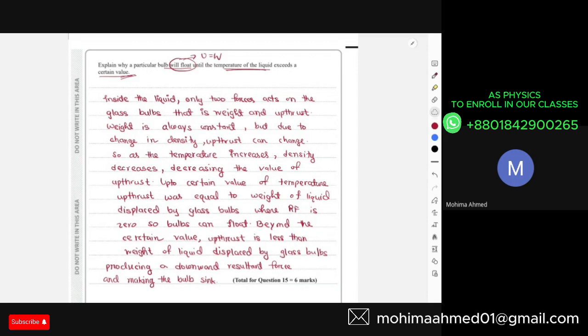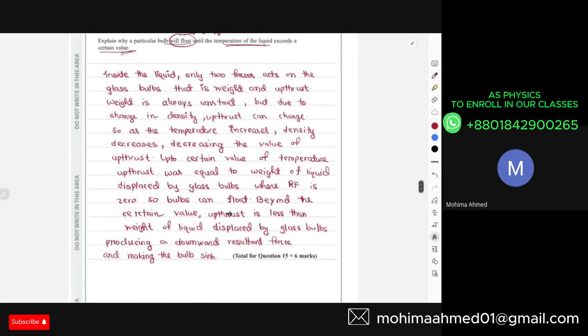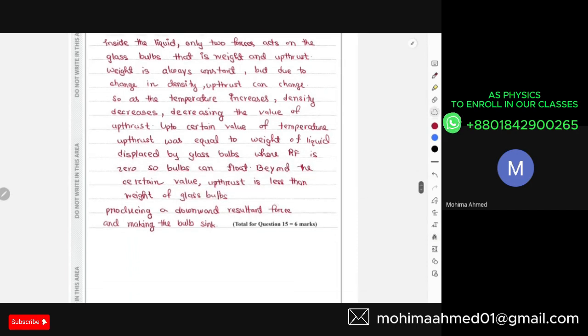Yes, Carl, you can ask. Miss, isn't the weight of the liquid displaced similar to upthrust? Isn't that the upthrust? The weight of the liquid displaced, yes, that is equal to the upthrust. Oh, wait, in that case, it should be written that upthrust is less than the weight of the glass bulb only, right? Over here, it's supposed to be only the glass bulb, not the liquid displaced.